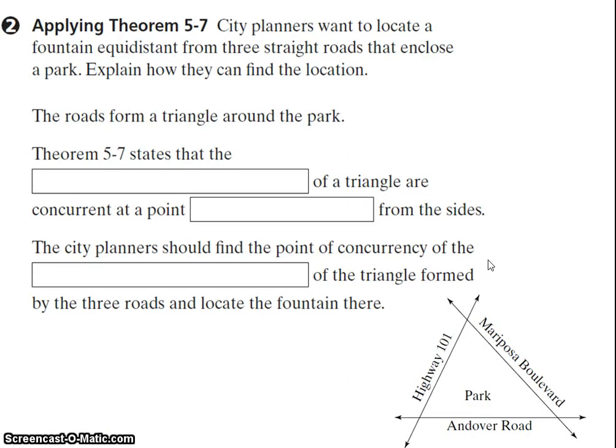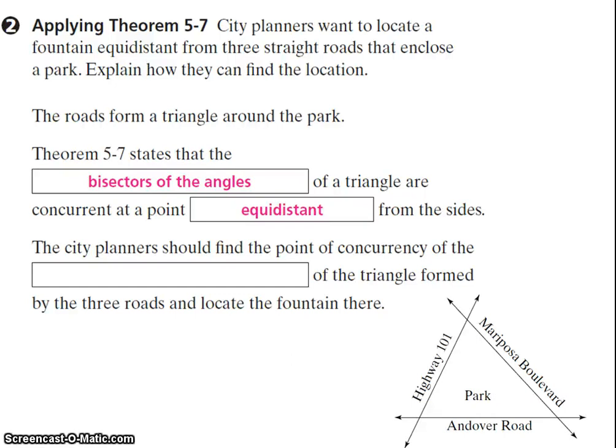So our point, 3, 4. Now, applying Theorem 5-7, we got some city planners who want to locate a fountain equidistant from 3 straight roads that enclose a park. So how can we find the exact center of this particular park? Well, the theorem states that the bisectors of angles of a triangle are concurrent at a point that is equidistant from the sides. So we want to have a fountain right in the middle of the park, not off to the side, not somewhere else.